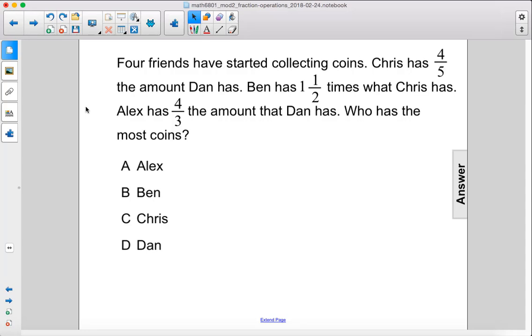Friends have started collecting coins. Chris has 4/5 the amount Dan has. Ben has 1.5 times what Chris has. Alex has 4/3 the amount that Dan has. Who has the most coins?